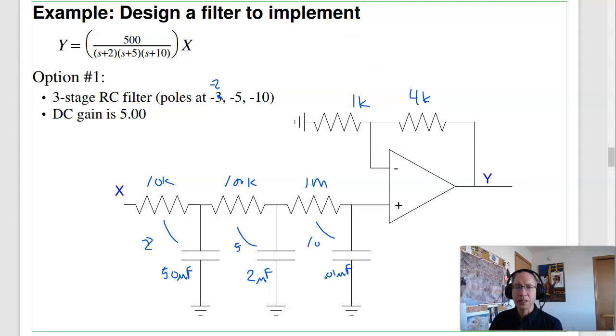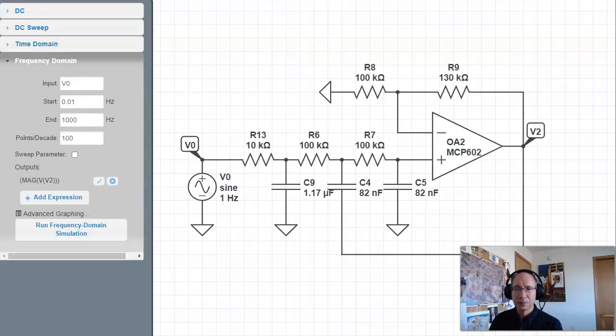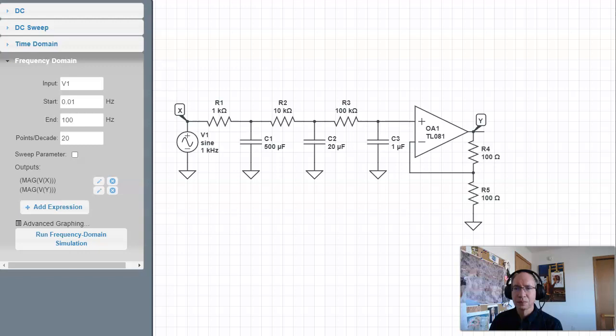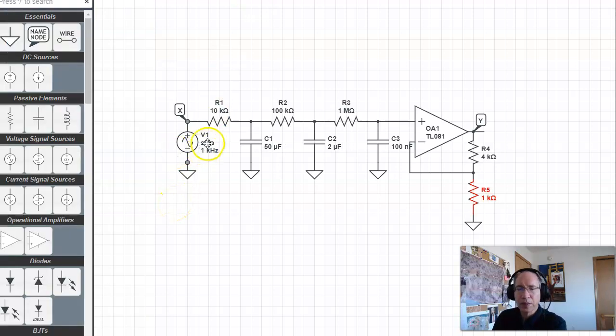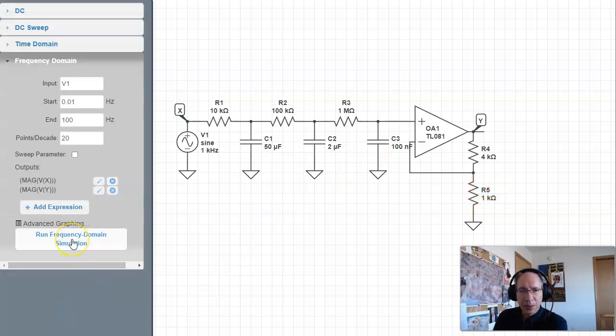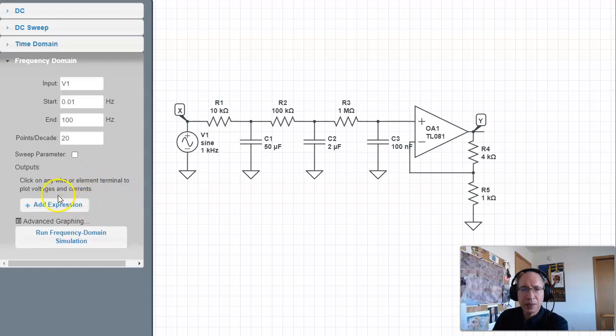In Circuit Lab, I can check that. Wrong circuit. So again, in Circuit Lab, I can implement it and build the circuit. That should be 0.1 microfarad; there was an error in the calculations there. To check the filter, I can go under Simulate, Run Frequency Domain Simulation. Now, I can add an expression.